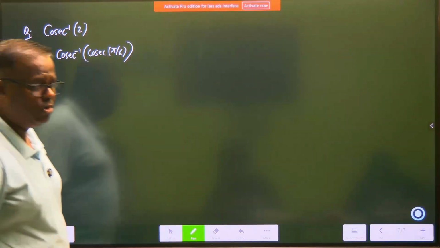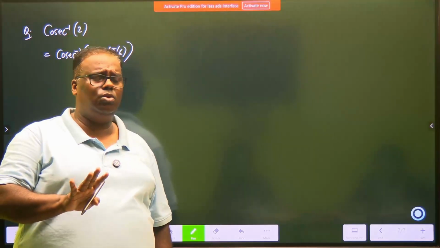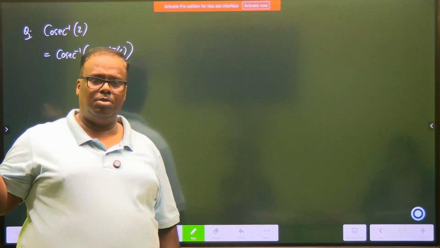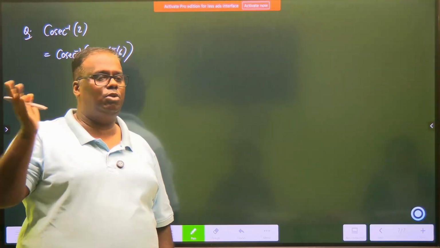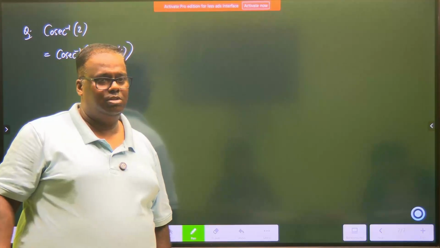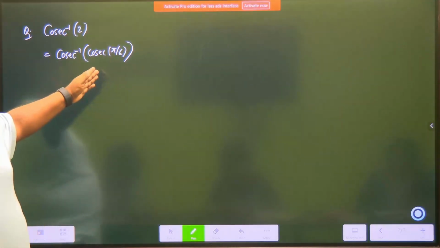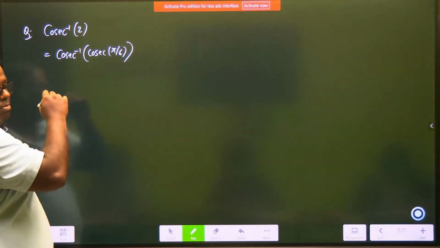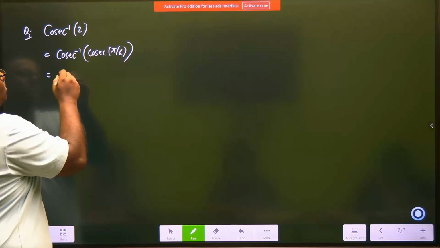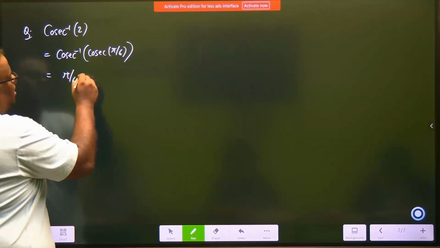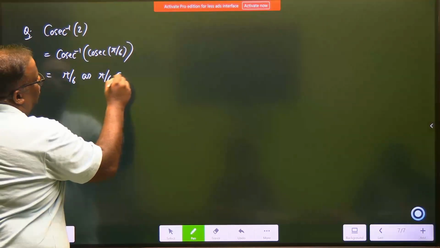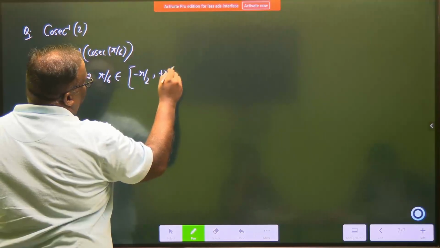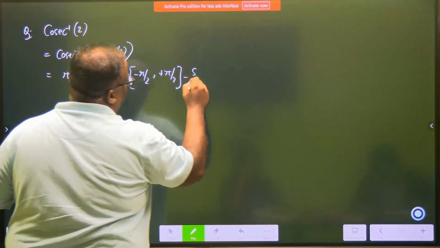Now what is the principle for cosec? Cosec is just like sine. Tell me what is sine? Minus pi by 2 to pi by 2. So here also it will be minus pi by 2 to pi by 2, but it cannot take the 0. And you are at pi by 6. Cosec is same as sine. If you remember sine and cos, you can actually find everyone. So this is pi by 6, as pi by 6 belongs to the interval negative pi by 2 to positive pi by 2, minus 0.